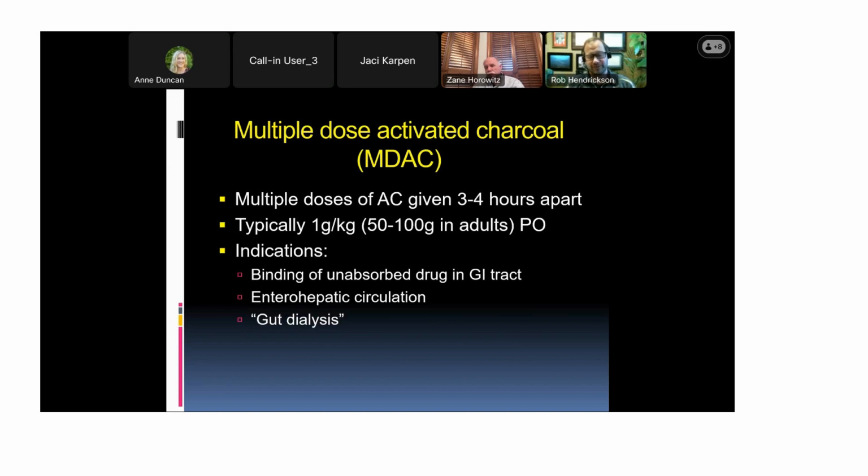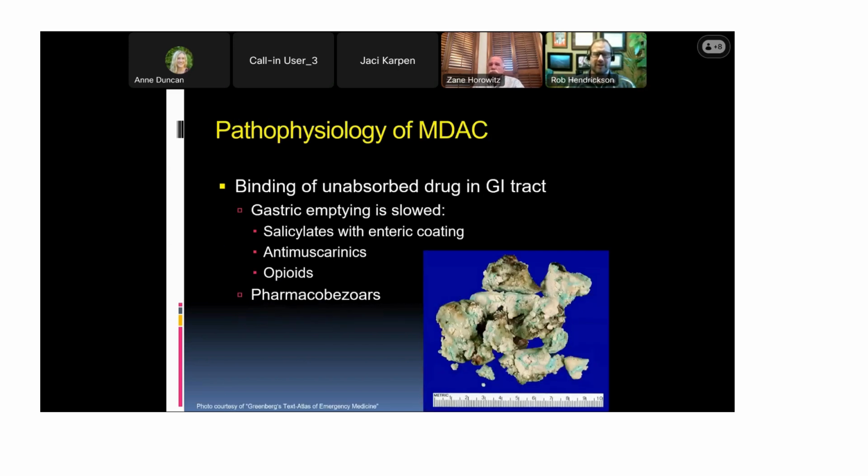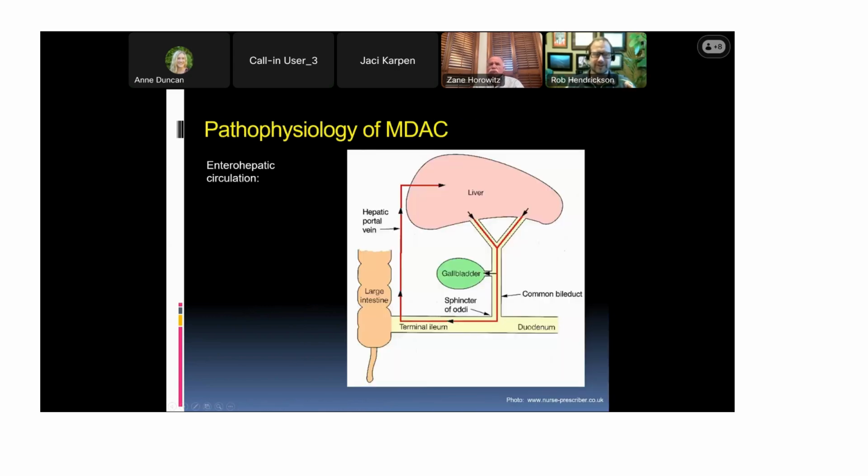So as I mentioned before, binding unabsorbed drugs. For example, salicylate bezoar, you give multi-dose charcoal to decrease absorption. But I want to talk about the other 2 indications. So this is the pharmacobezoar. If you haven't seen one, this actually wasn't salicylates. This was verapamil. You see the white drug and then the blue tablets, and you can see them all agglutinated together. That was kind of an interesting picture. And that sometimes forms in the stomach, obviously.